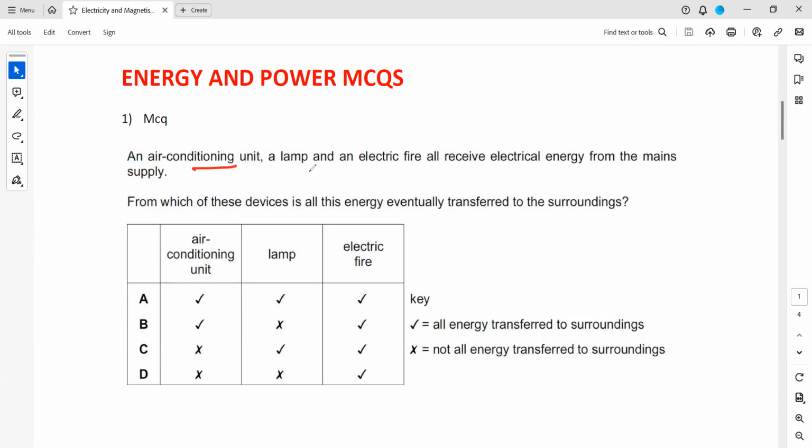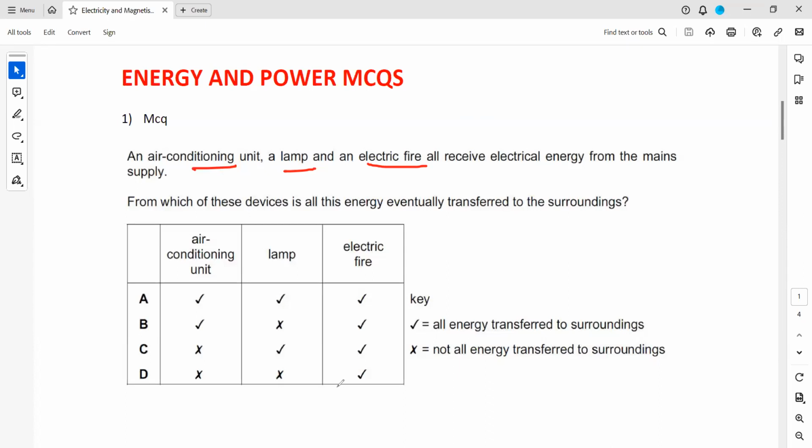An air conditioning unit, a lamp, an electric fire, all receive electrical energy. From which of these devices is all the energy eventually transferred to the surroundings? So eventually what will happen? They don't keep this energy, they all transfer energy to the surroundings.